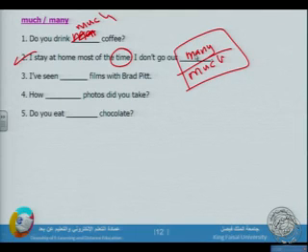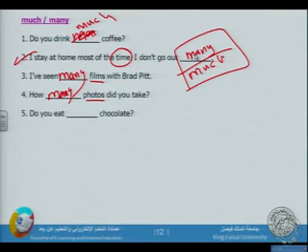هذه وظيفة. I have seen blank films with a Brad Pitt. Films countable ولا uncountable? Countable. شو بناخذ؟ شو بتاخذ؟ many. How blank photos did you take? Photos countable. شو بتاخذ؟ many.